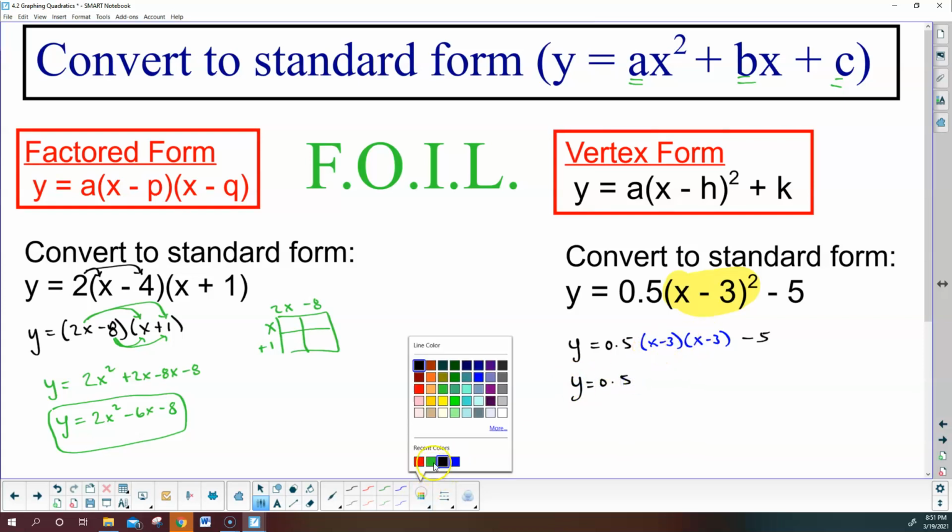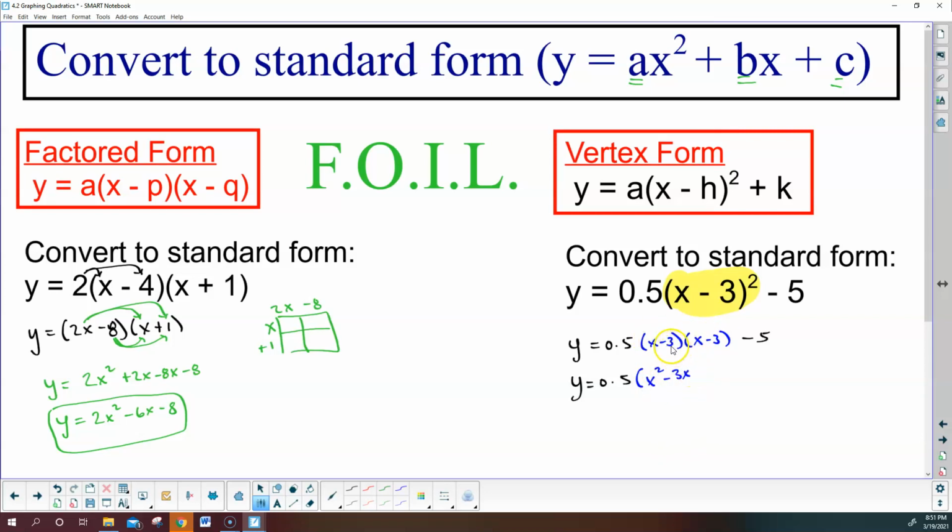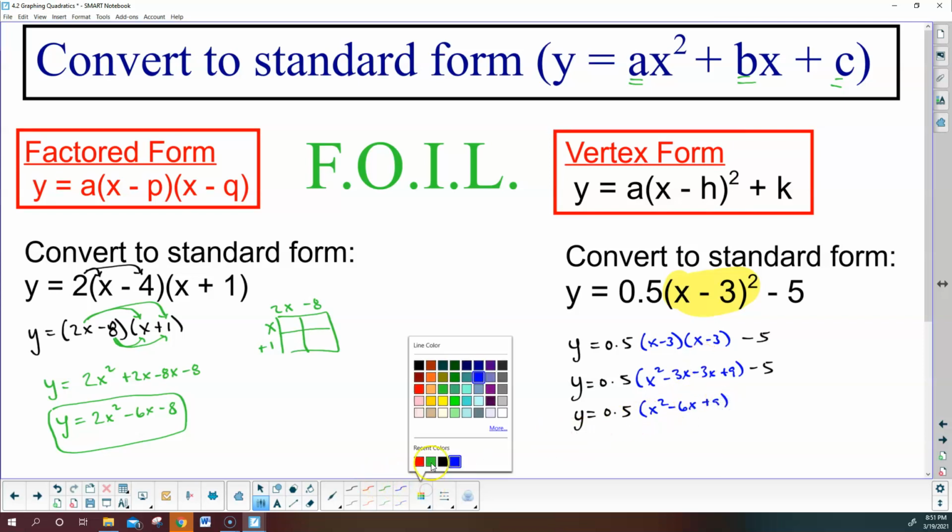Now, you can FOIL out this blue part, or do the area model. That's up to you. If I do that, I get x times x, x times negative 3, and then negative 3 times x, and negative 3 times negative 3 is a positive 9. But notice we still have to deal with the 0.5 and the negative 5. If you realize there are spots you can skip by doing it in your head, I'm okay with certain skips. I've got to see the setup and most of the work.